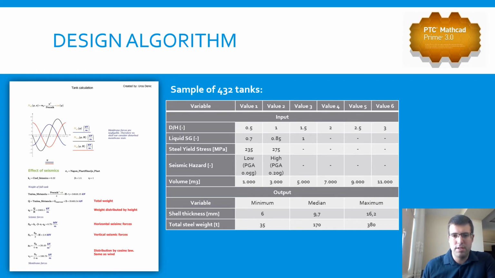shell thickness would be 6 millimeters, that's more standard driven, and the maximum would be 16. And then the steel weight would vary from 35 to 380. Of course, that's mainly driven by the volume, but as we'll see, it's also driven quite extensively by the D/H.